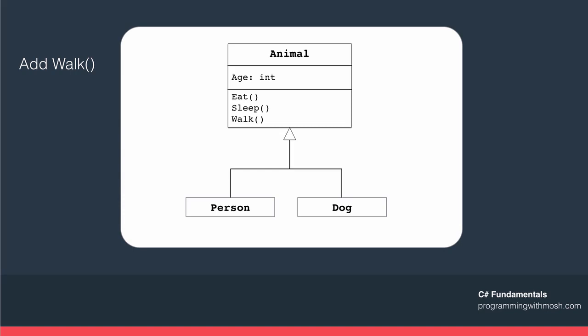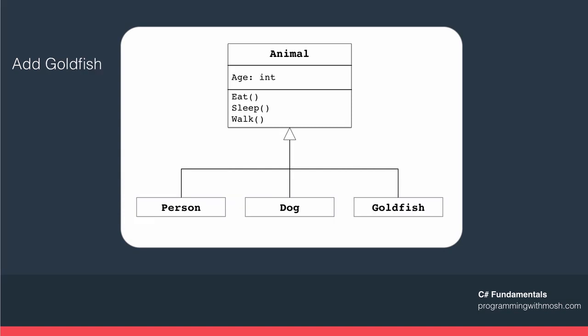Okay, now to make the matter worse, let's imagine we would like to introduce the concept of goldfish. So we add a new class called goldfish that derives from animal. But there is a problem here. The problem is that the goldfish cannot walk. So our inheritance hierarchy needs to be modified, which means we have to take that walk method outside the animal class and probably create another subclass called mammal, where it has the capability to walk, and then we can derive person and dog from mammal.